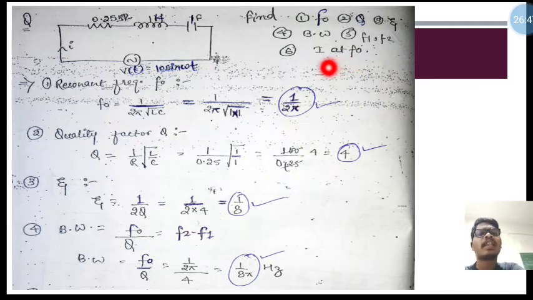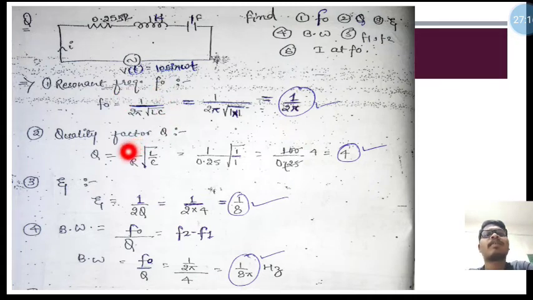So first let's find f0, that is the resonating frequency. We already know from the omega is equal to 1 divided by root over of LC formula. So after converting this equation, we get f0 is equal to 1 divided by root over of LC into 2 pi. So put the value of L and C, that is 1 Henry and 1 farad, then we get 1 divided by 2 pi as our resonance frequency f0.